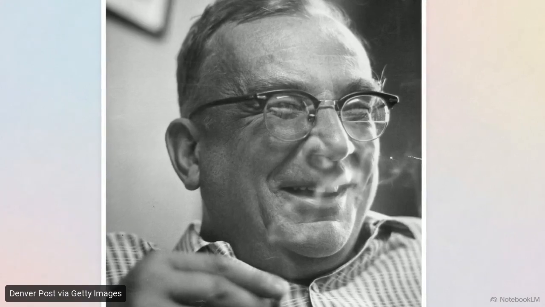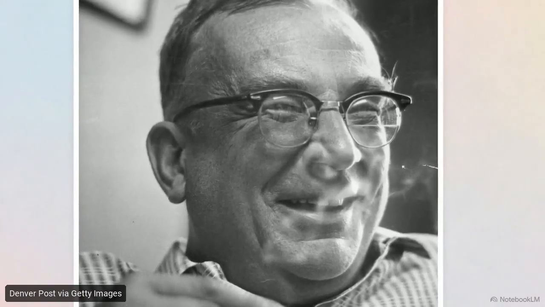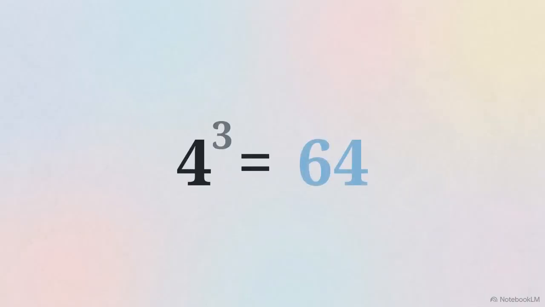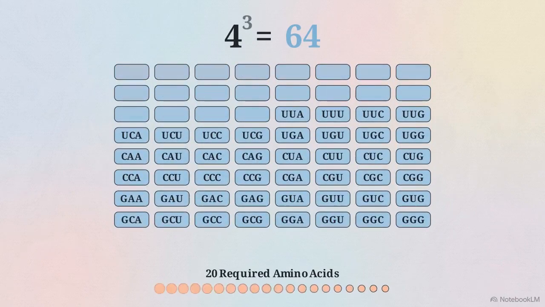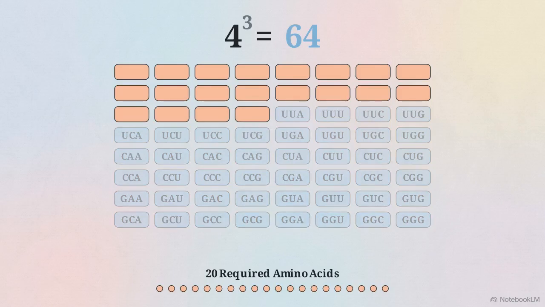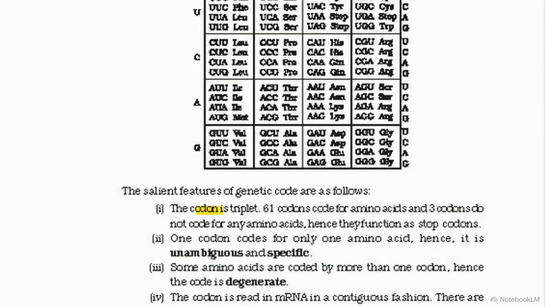He argued that the letters had to be read in combinations of 3. 4 to the third power generates 64 possible combinations. That safely covers the 20 required amino acids, with plenty of room to spare. Looking at this text from the NCERT textbook, we see Gamow's 3-letter combination defined as a codon.